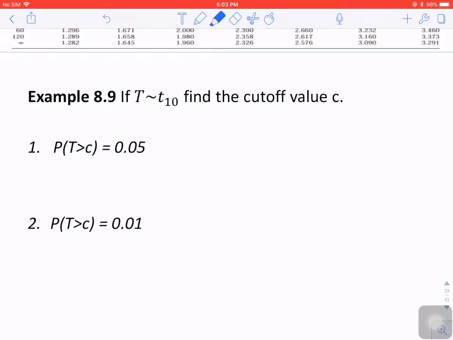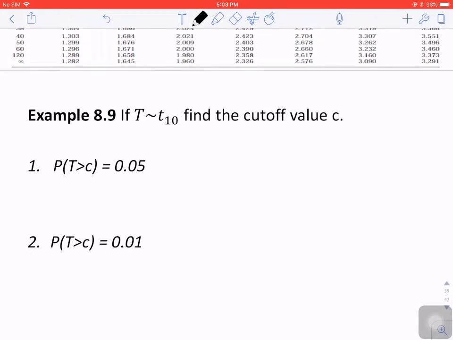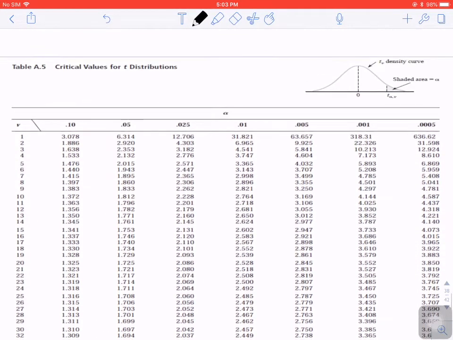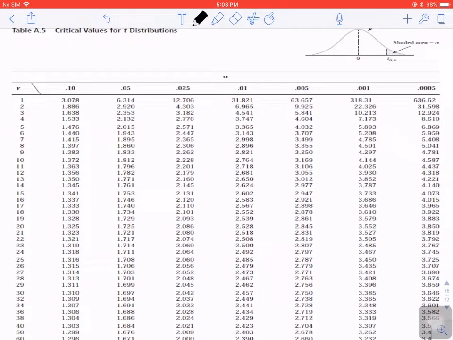So example 8.9. If t follows a t distribution with degrees of freedom equal to 10, find the cutoff value c such that the probability that t is larger than c is equal to 0.05. Again, like what we did for the chi-square distribution, we're going to use the same strategy. We're going to have a t-table. This t-table gives us the degrees of freedom and the corresponding value of alpha.